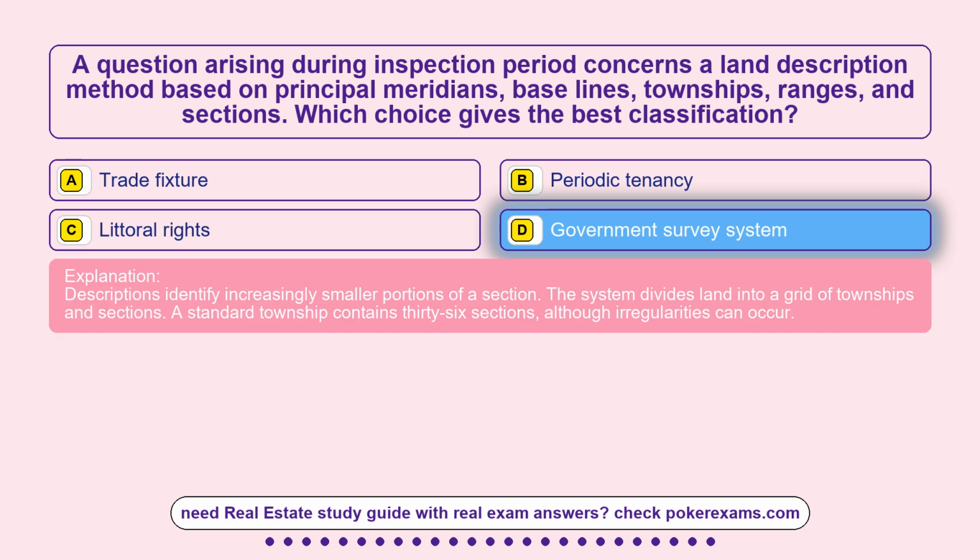Descriptions identify increasingly smaller portions of a section. The system divides land into a grid of townships and sections. A standard township contains 36 sections, although irregularities can occur.